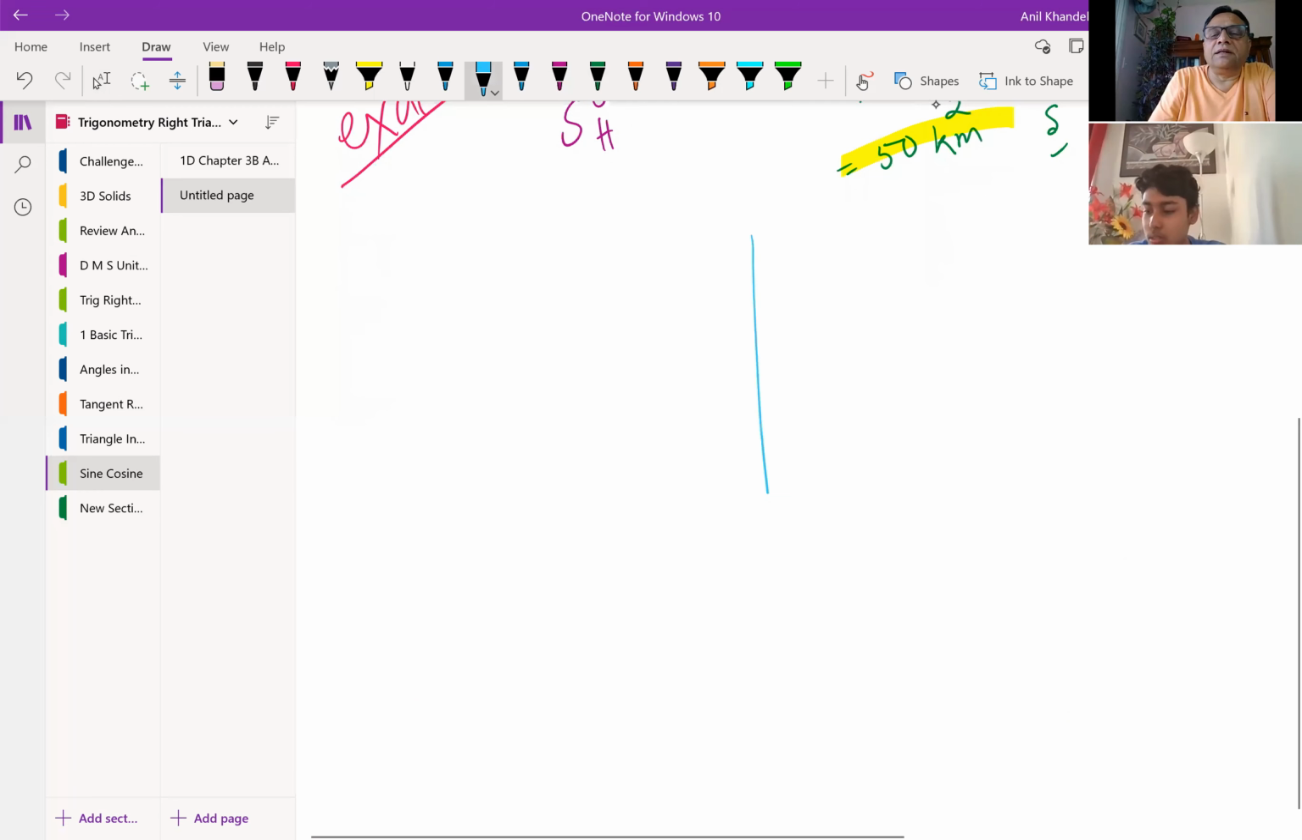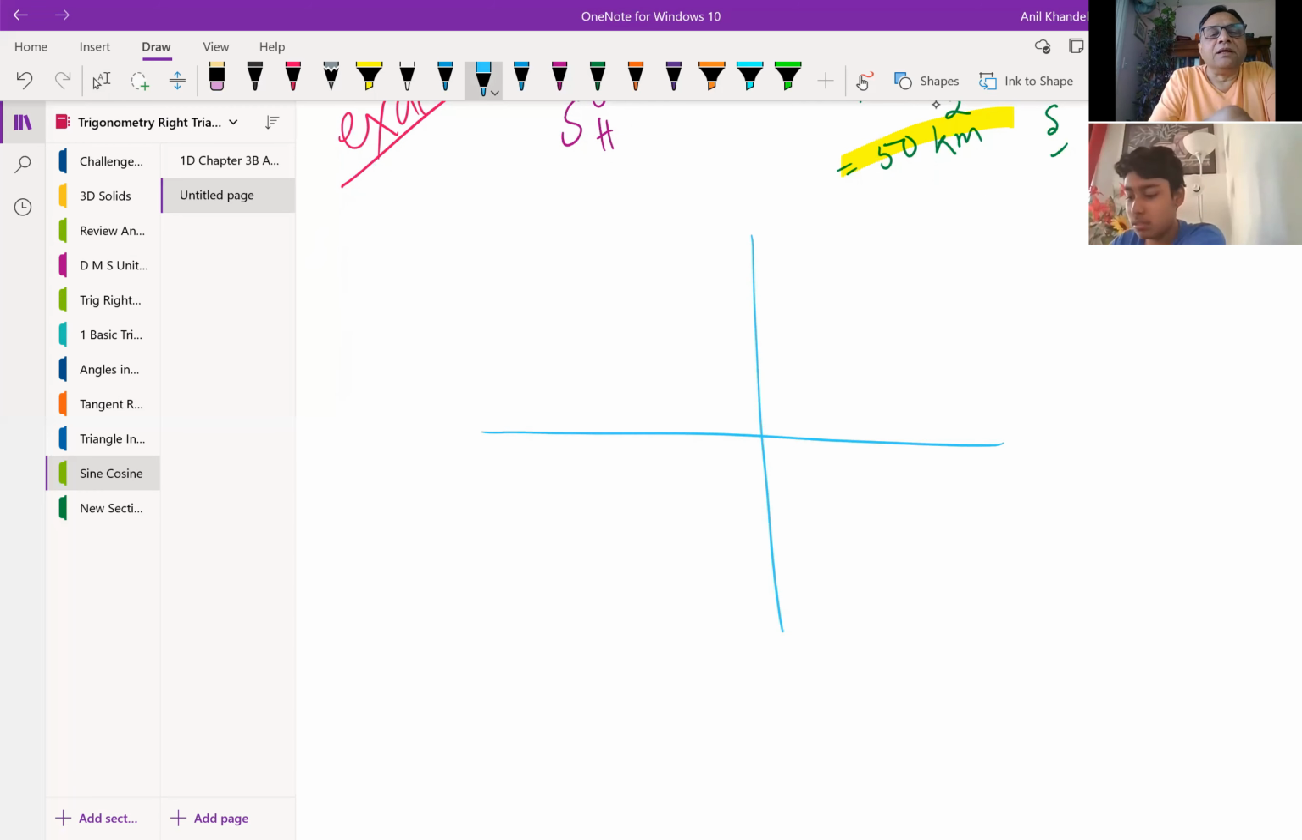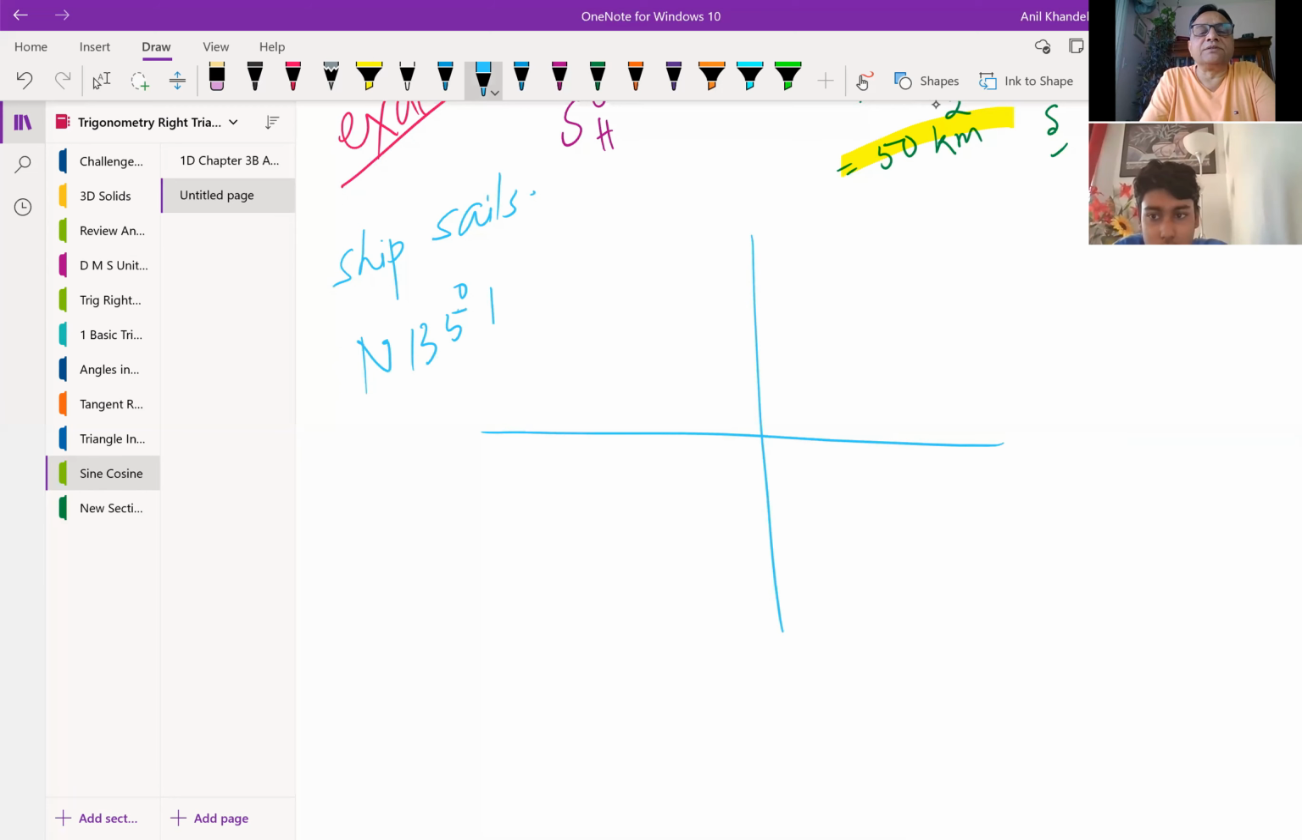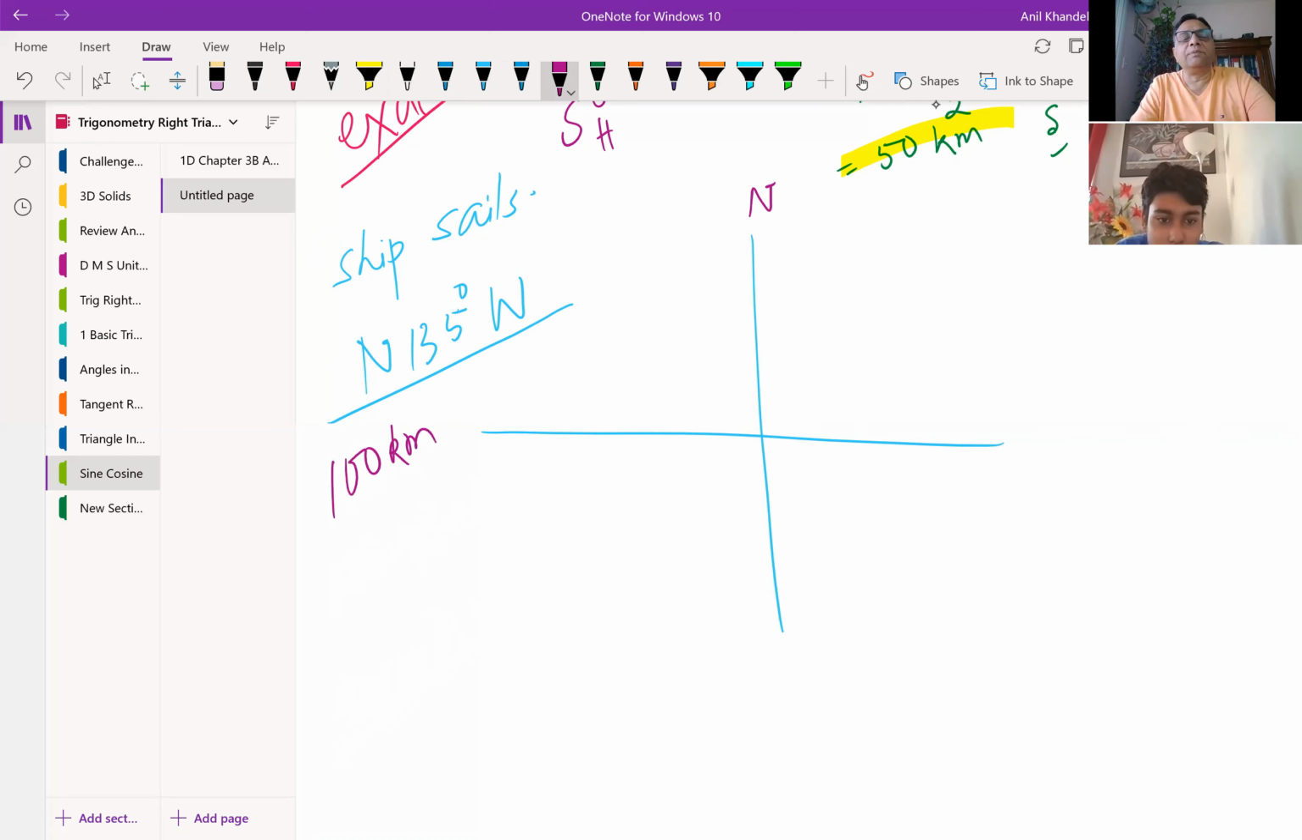This time we have another particular triangle, and this time the ship sails at an angle. I'm not giving you a bearing angle, but a different nomenclature. We'll use exact values. From north, 135 degrees west. So how will you sketch it? Do you understand this nomenclature? So where will it be? From north, 135 degrees west, in which direction is the ship going?